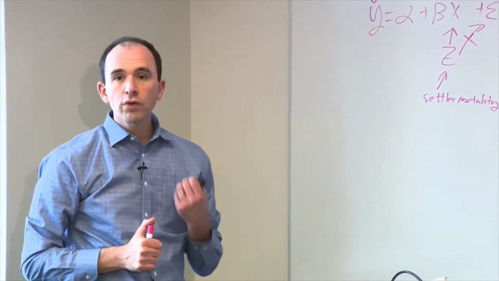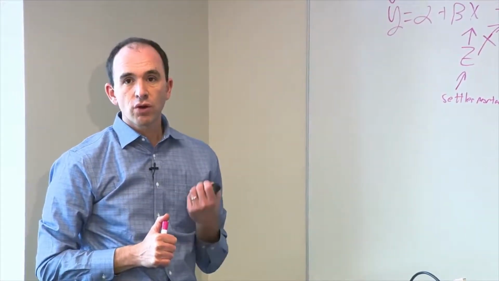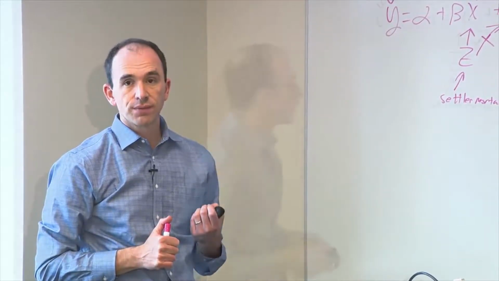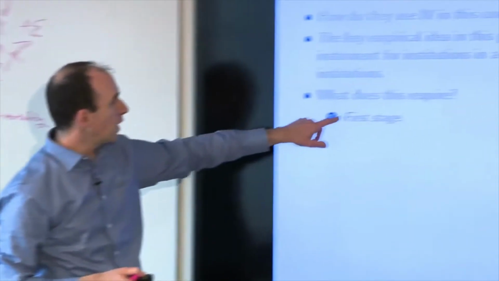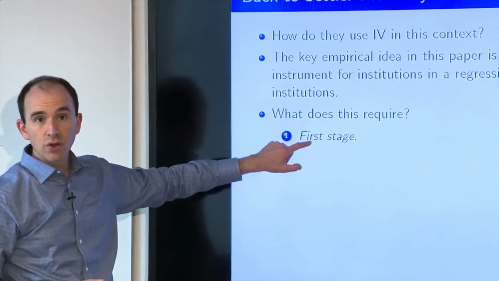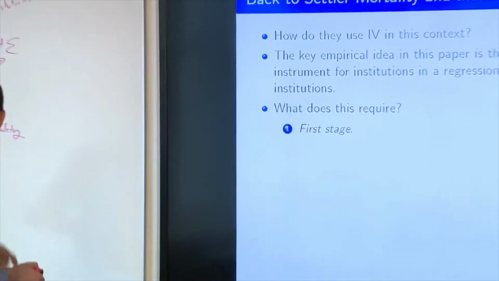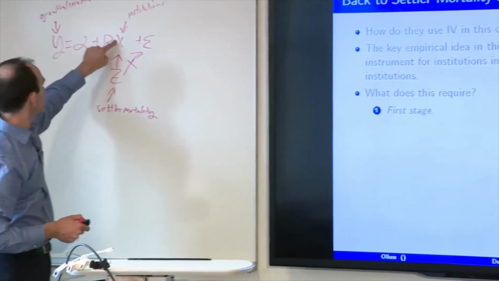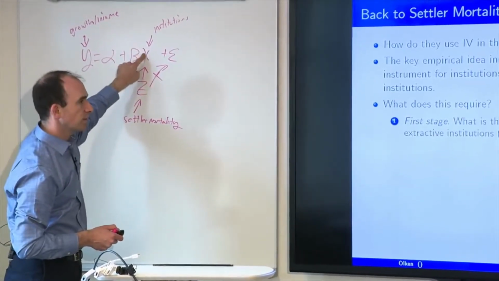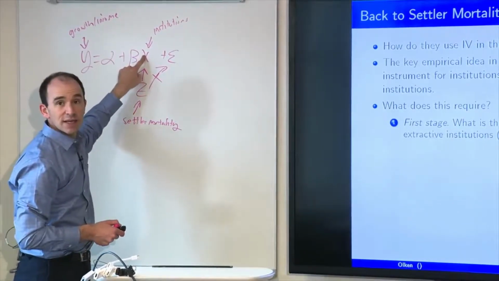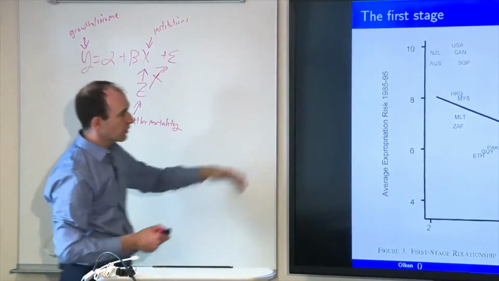So what are the requirements for this to be true? What are the things we have to check? The things we have to check are, number one, there's a first stage, right? So the first stage says that settler mortality affects institutions, okay? And this we can check in the data, right? So here it is, right?